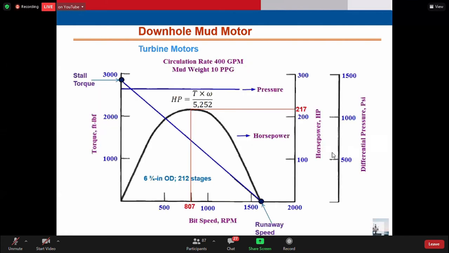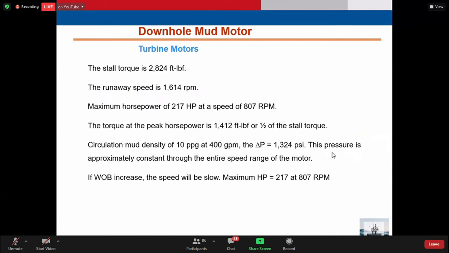This is a figure that collects, for each turbine, the graphs for the horsepower, the bit speed, and the torque. I will combine all the situations that I have, then I will get the required horsepower. So if I have a required bit speed, for example, 807, it will result in a required 217 horsepower. So I need a mud pump that provides 217 horsepower.